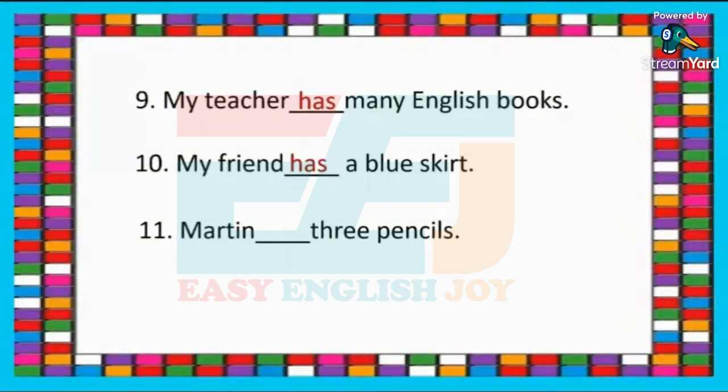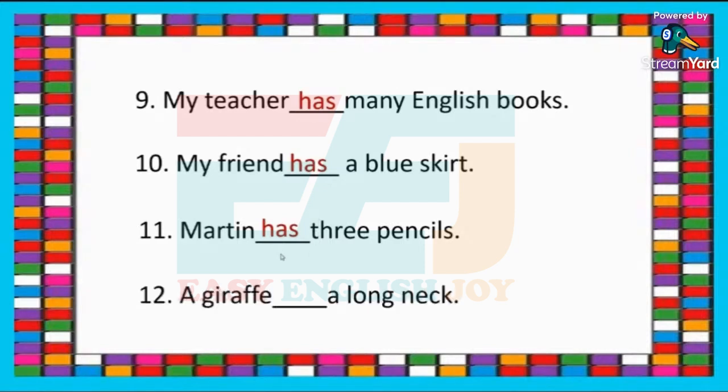Answer is has. Martin has 3 pencils. So, as you can see, our subject here is singular, which is Martin. Martin has 3 pencils. So, we use has. Number 12.